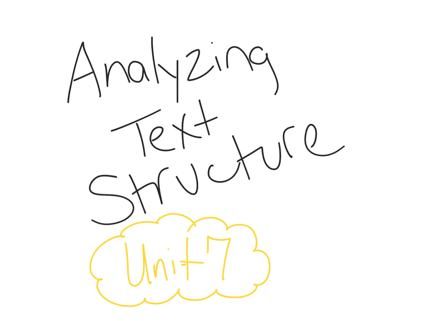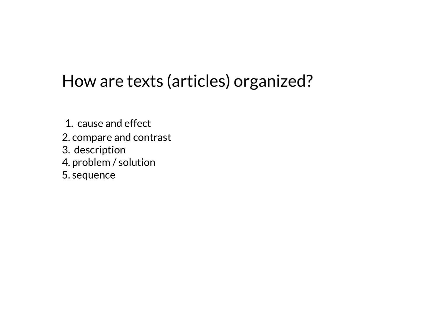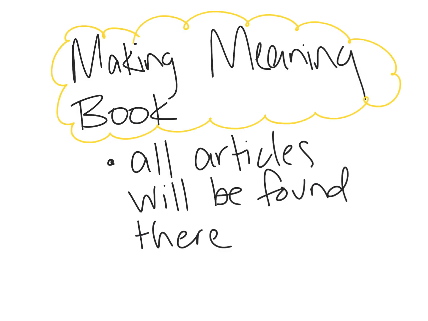All right, Unit 7, Analyzing Text Structure. How are texts or articles organized? One way is to organize them by cause and effect. Two is to compare and contrast. Three is description. Four is problem solution. And five is sequence. So just have that in the back of your mind as we look at these different articles. You will need your Making Meaning book.